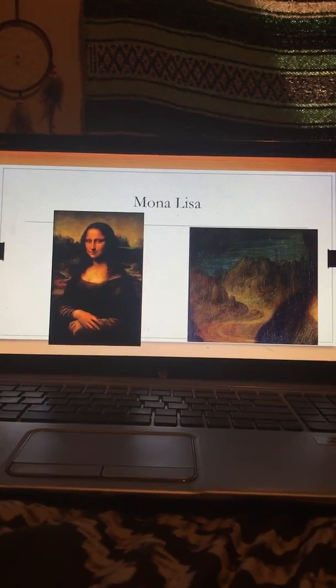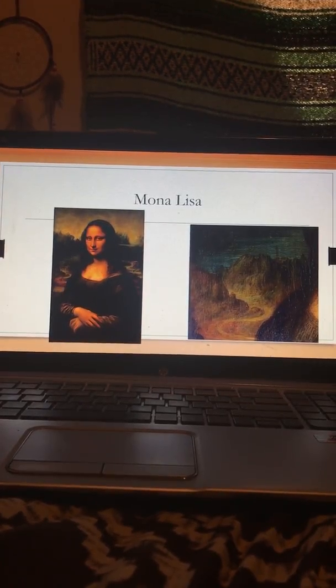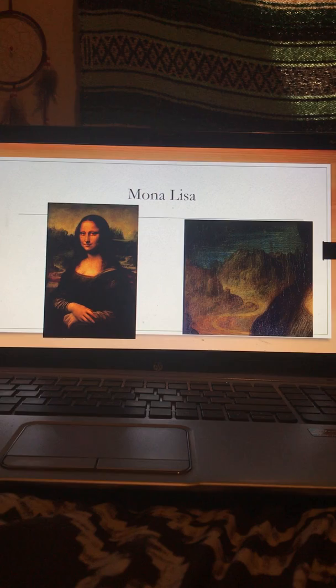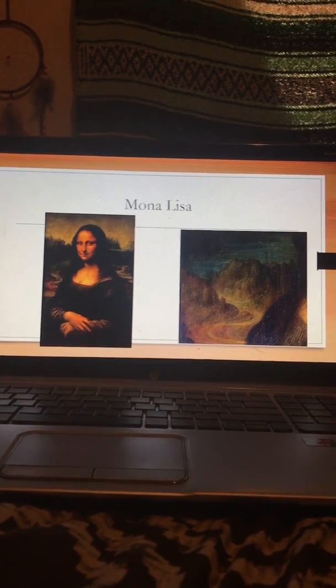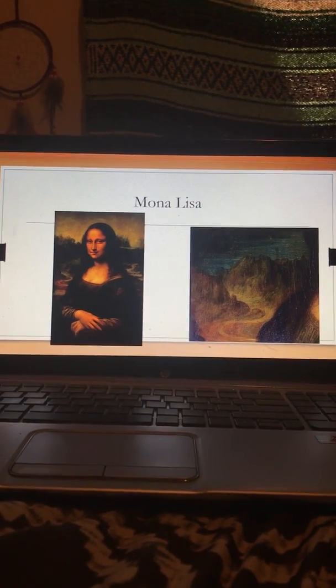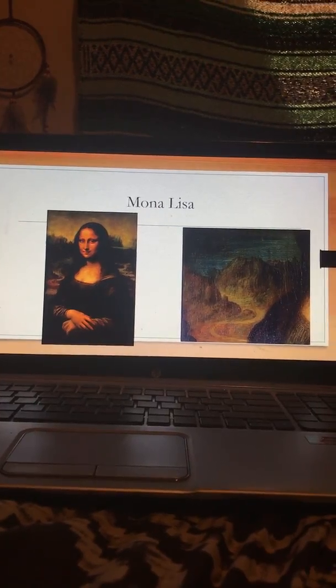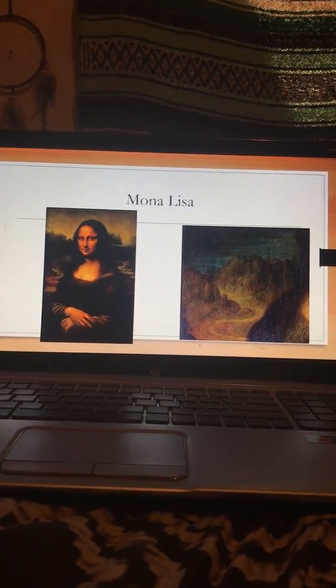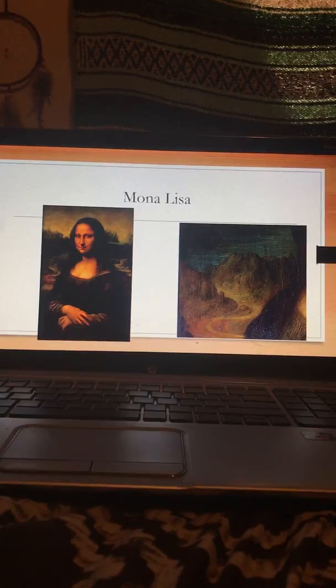No one knows the identity of the woman pictured, which causes more fascination with the piece. Historians believe she could have been Lisa Gherardini, a merchant's wife. The piece is 600 by 470 millimeters, which is rather small. This is one of the most valuable works of art in the world.